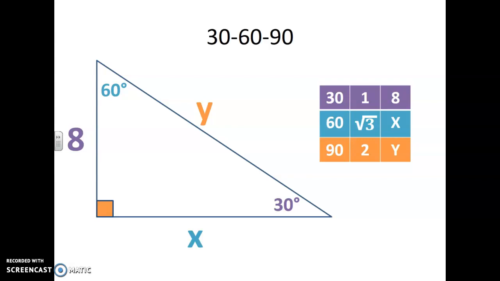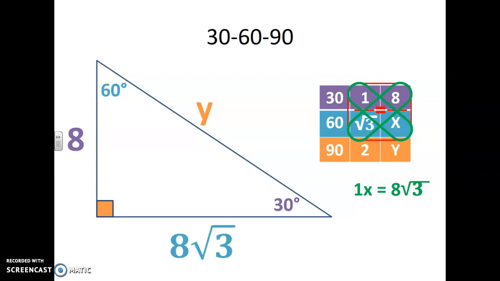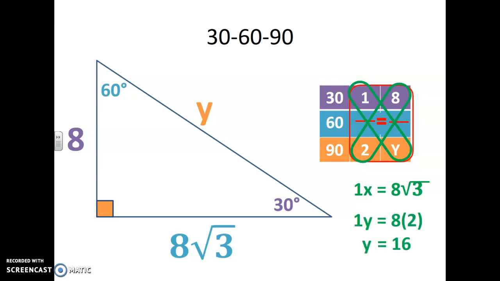Okay, so the first proportion is going to be 1 over radical 3 is equal to 8 over x. Now what do you do? Cross multiply. So 1 times x is equal to 8 times radical 3. And so x is 8 rad 3. Okay, so what's your next proportion going to be? 1 over 2 is equal to 8 over y. Cross multiply. y is equal to 16.